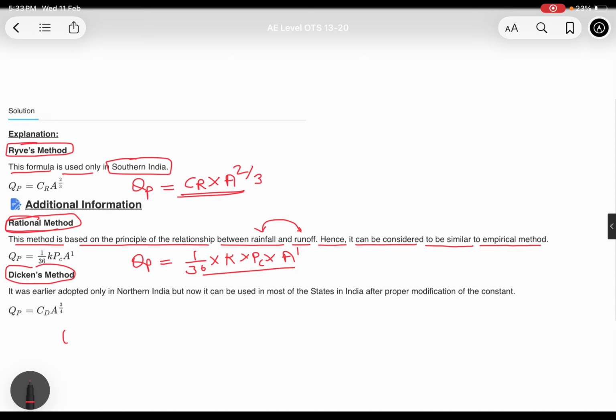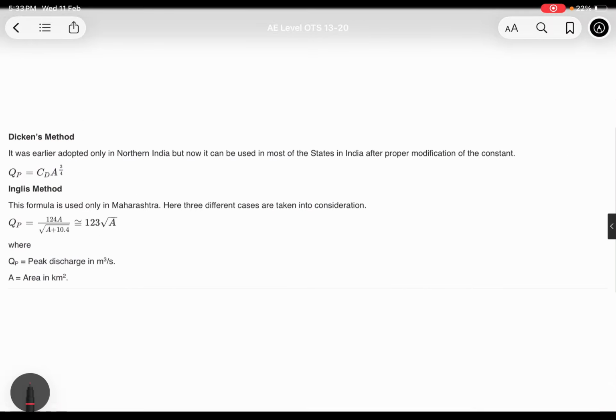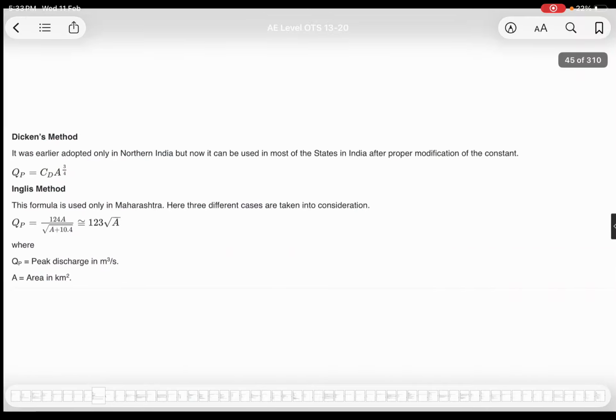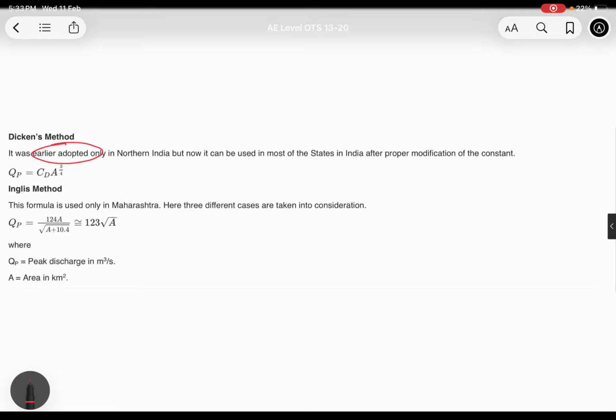Dickens method is QP is equal to C D A to the power 3/4. It was earlier adapted in northern India, but it can be used in most of the states in India after proper modification of the constant. Dickens method, which was studied just now. It was earlier adapted in northern India, but now it can be used in most of the states in India after proper modification of the constant.